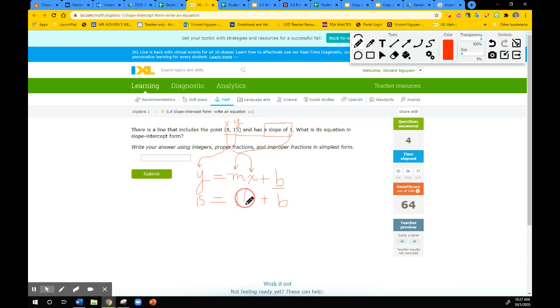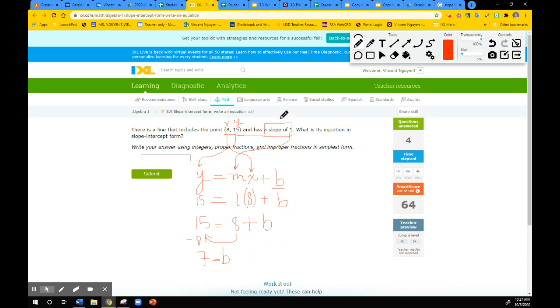Equals 1 times 8. So I'm going to put 8 in here, right? So my equation becomes 15 equals 8 plus b. Okay, this is a one-step equation. I know you can solve this one, right? You move the 8 over here by subtracting it, right? So 15 minus 8 gives you 7. So b turned out to be 7. So our y-intercept here is 7.